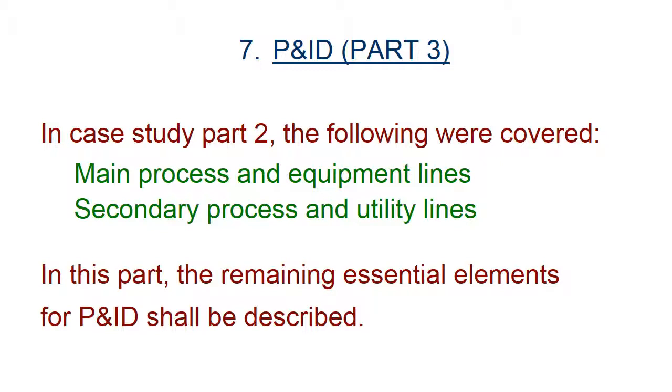In Case Study Part 2, the following were covered. Main process and equipment lines. Secondary process and utility lines. In this part, the remaining essential elements for P&ID shall be described.